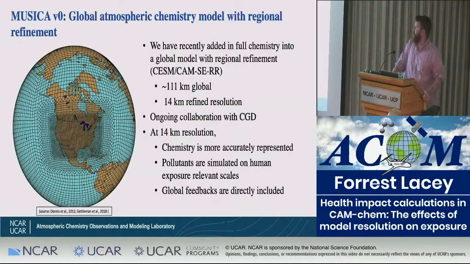So this has basically led to the development of what we're tentatively calling MUSICA version 0, which is a global atmospheric chemistry model with regional refinement. Here I'm showing what that means: you have a global cubed sphere grid, and then you break that down into smaller and smaller scales over a particular user-defined region. For our preliminary calculations, we've gone from around 100 kilometers globally, and we refine that down by a factor of 8 to 14 kilometers over CONUS.